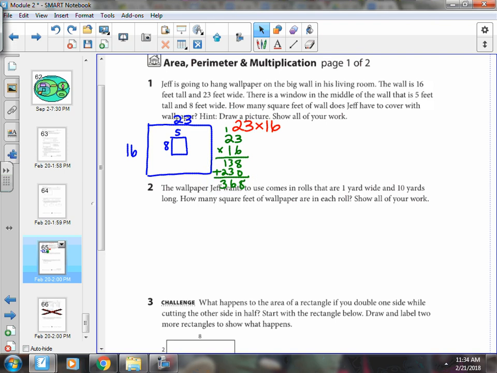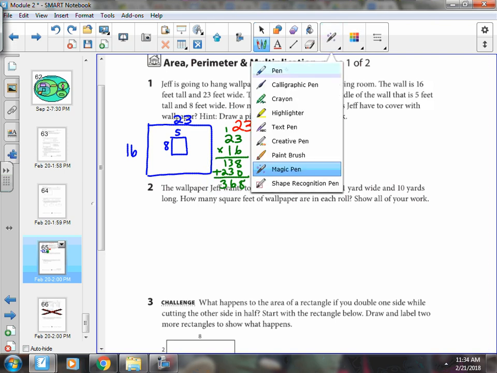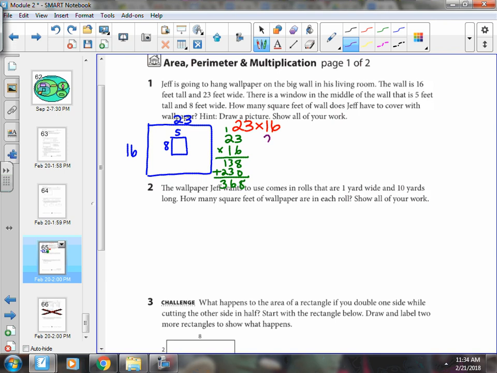Or you could do something like the break apart method. I'm going to do 20 times 16 and 3 times 16, and then add them together. 2 times 16 is 32, plus a 0. 3 times 16 is 48. Put it all together. And we have an area of 368 square feet.